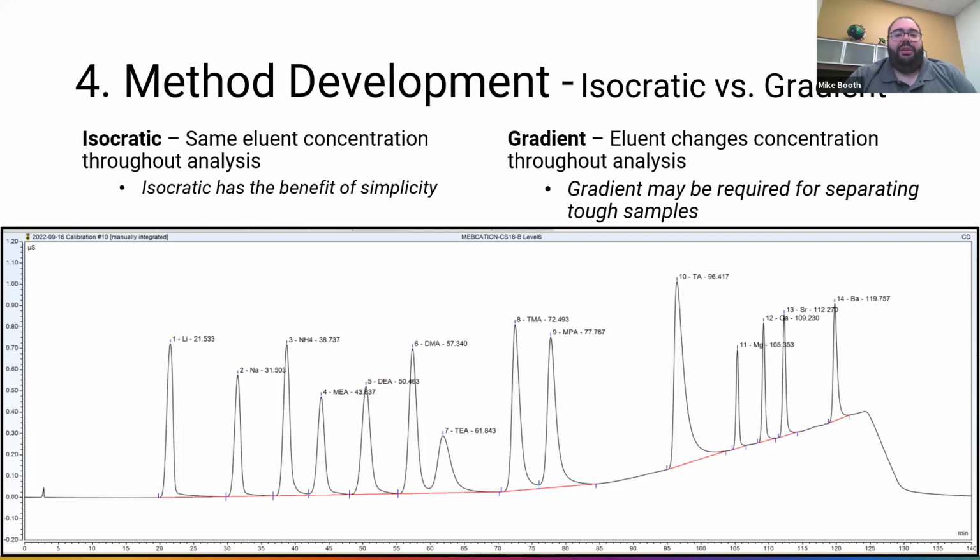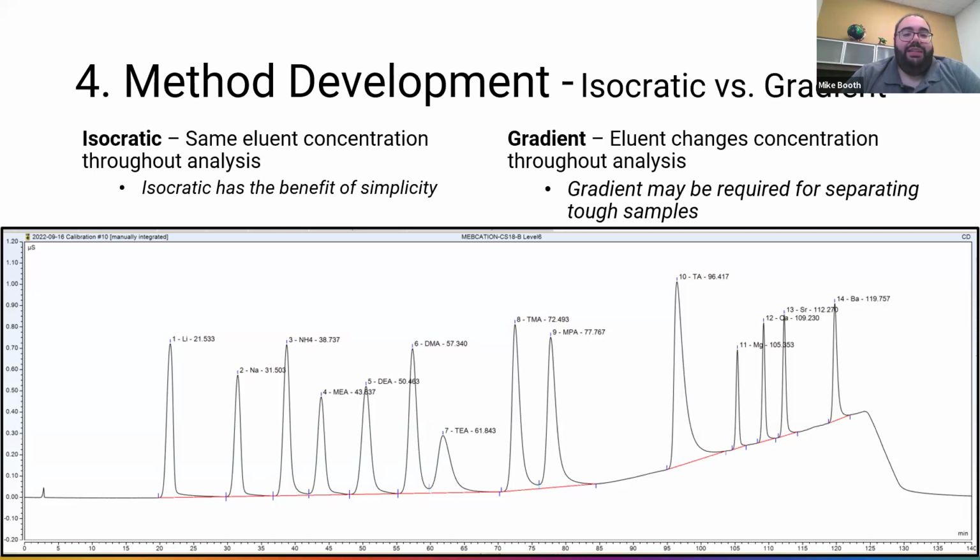So let's talk a little bit about method development. When we talk method development, the first thing you want to keep in mind is, are you going to attempt to develop an isocratic or a gradient method? So the difference between those two is what happens to the eluent in your run. An isocratic method is going to keep the eluent at the same concentration throughout the entire run. So your eluent concentration is not going to change.